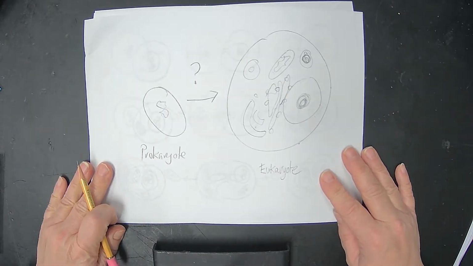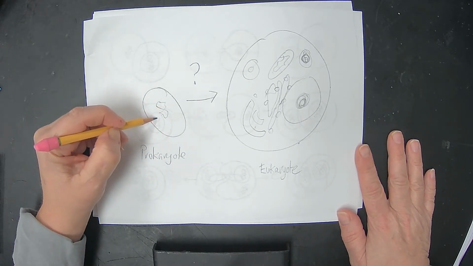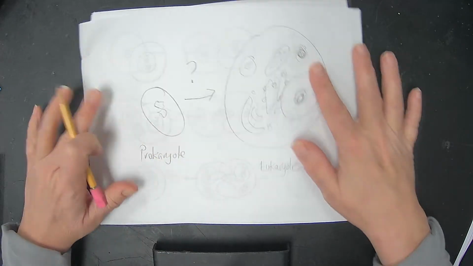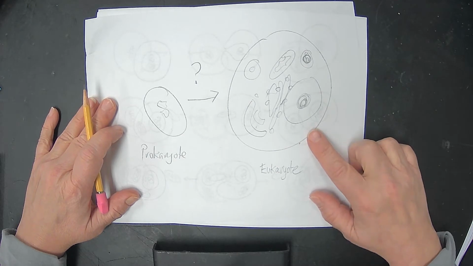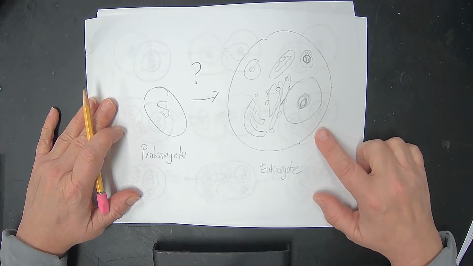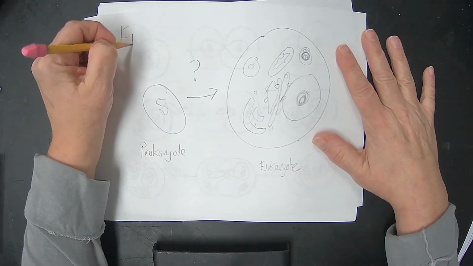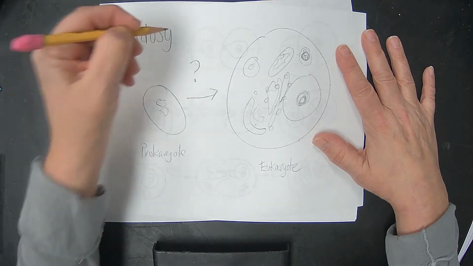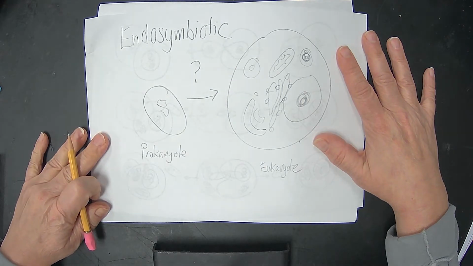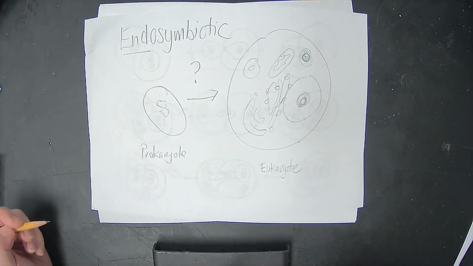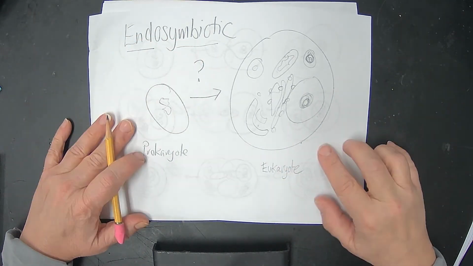how did we go from very simple cells with very little complexity to very complex cells with lots of complexity, capable of living in lots of different environments and doing many different jobs? How do we get from here to here? And the theory that I'm going to suggest to you is called the endosymbiotic theory. Endo means inside, and symbiosis is like when things work together.